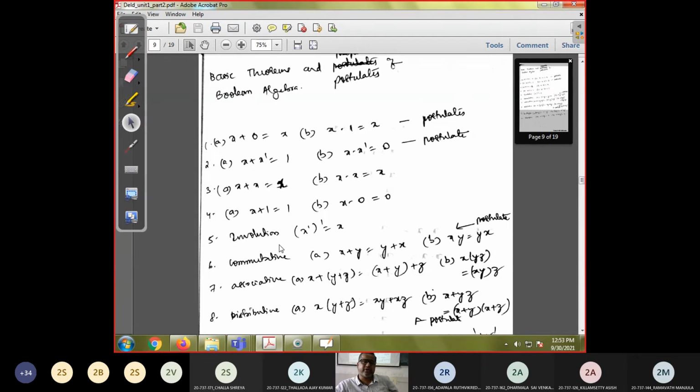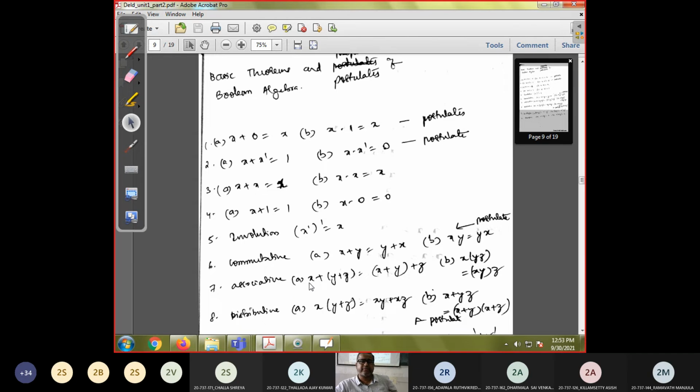Then what is referred to as involution? X complement whole complement is referred to as involution. X complement whole complement is always equal to x. Then how do you write commutative in the case of Boolean algebra? X plus y will be equal to y plus x for the logical OR operation. And with respect to logical AND operation, it will be x ANDed with y will always be equal to y ANDed with x. This is called commutative property for the case of two binary variables.